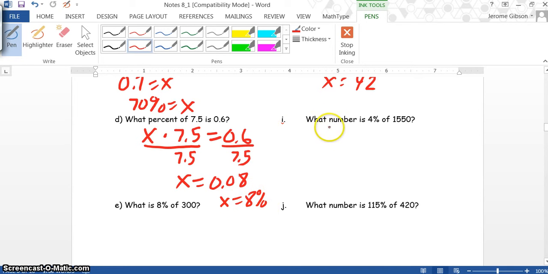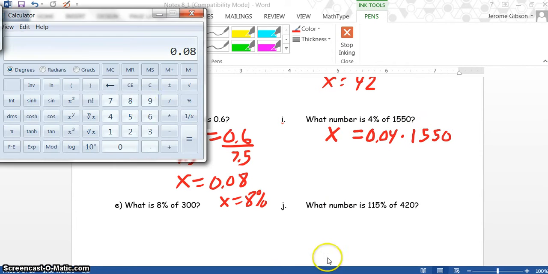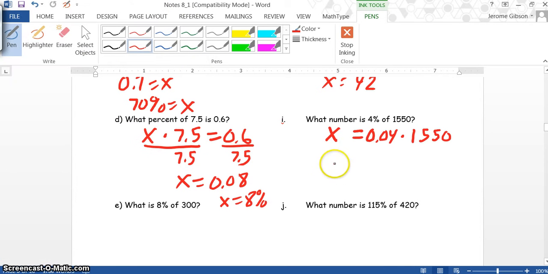Now we have I. What number is x? Is means equal. 4% is 0.04, because you got to move that decimal to the left 2 places. Of means multiplication, and we have 1,550. Now we will multiply 0.04 times 1,550, and that equals 62. So x is equal to 62.